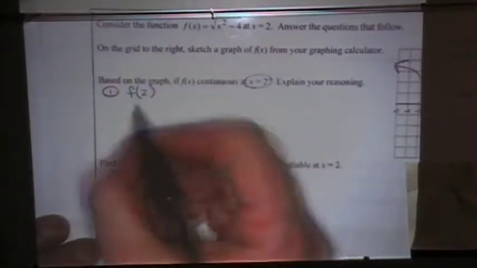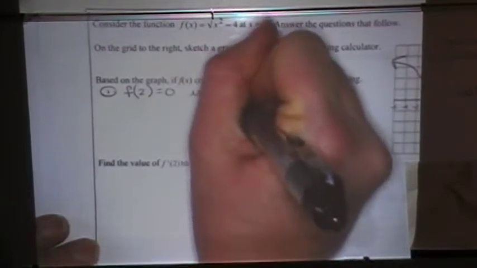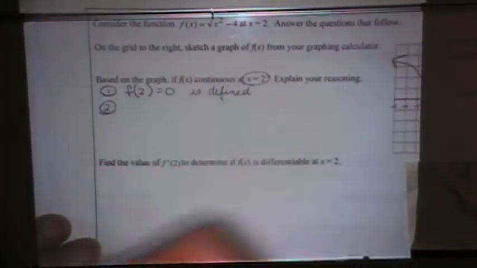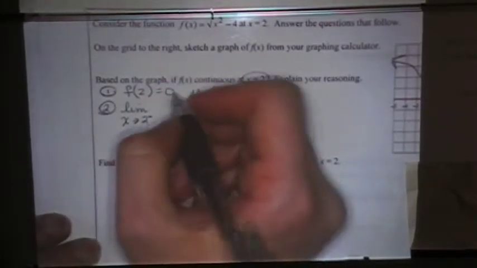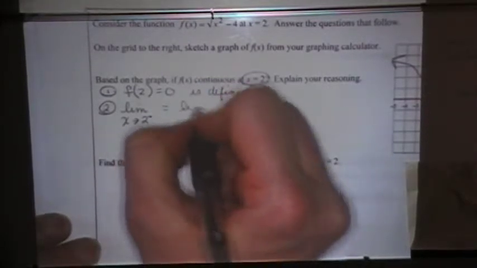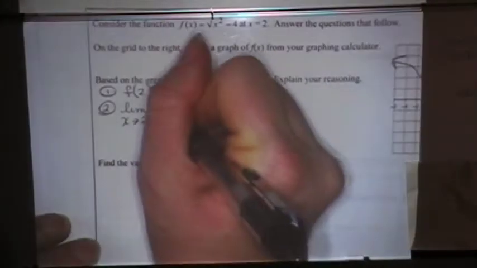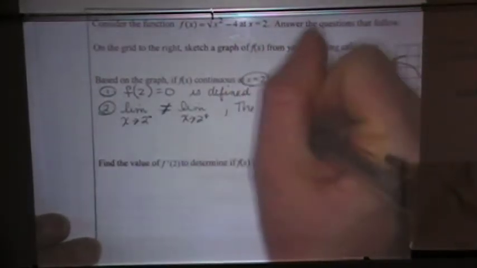So the first thing is f of 2, this is the first part of the definition of continuity. f of 2 equals 0, right here. On the graph, there is a solid dot, so it is defined. So the first part of the definition of continuity applies, it works. The second piece says that the limit from the left-hand side, as x approaches 2 from the left, has to equal the limit as x approaches 2 from the right. Well, looking at it, as I approach from the left, the limit doesn't even exist. So this doesn't work.